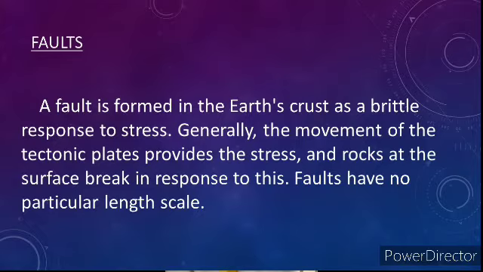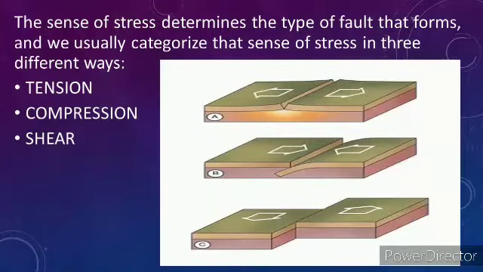The sense of stress determines the type of fault that forms, and we usually categorize the sense of stress in three different ways: tension, compression, and shear. Handily, these three senses of stress also correlate with the three types of plate boundaries. Tensional stress happens at divergent plate boundaries where two plates are moving away from each other, while compressive stress happens at convergent plate boundaries where two plates move toward each other. Shear stress is experienced at transform boundaries where two plates are sliding past each other.